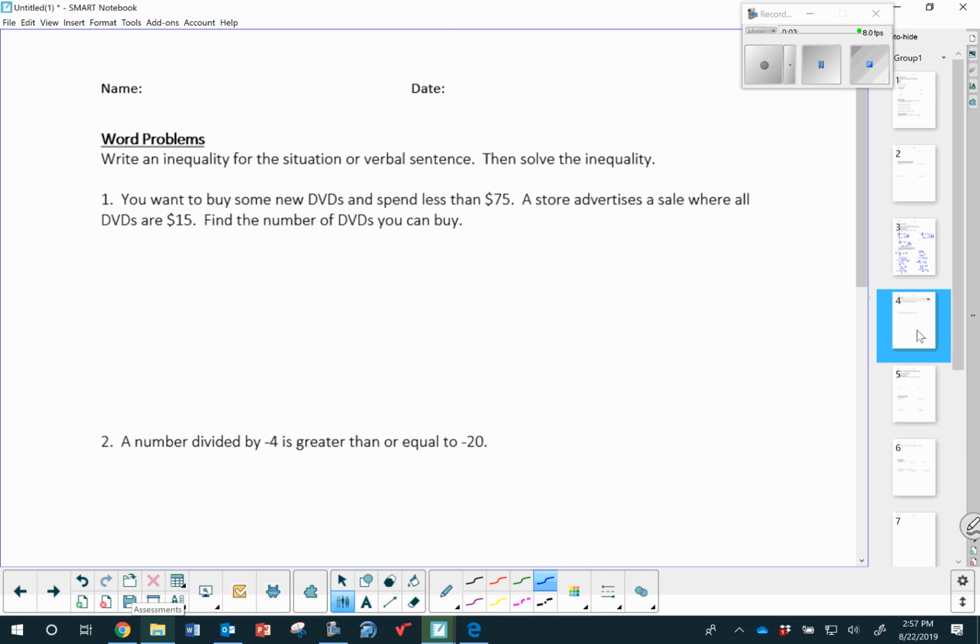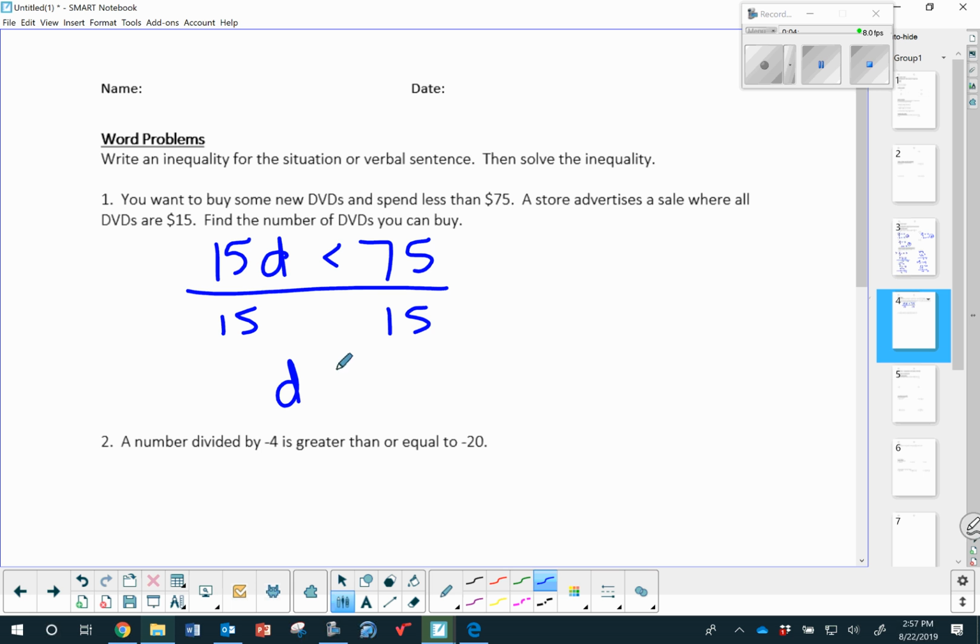All right, we're going to continue with page 2, and we have a word problem here. It says you want to buy some new DVDs and spend less than $75. A store advertises a sale where all DVDs are $15. Find the number of DVDs you can buy. So they're $15. You're not sure how many you can buy, and you need to spend less than 75. Again, divide both sides by 15. D is less than 5 DVDs.